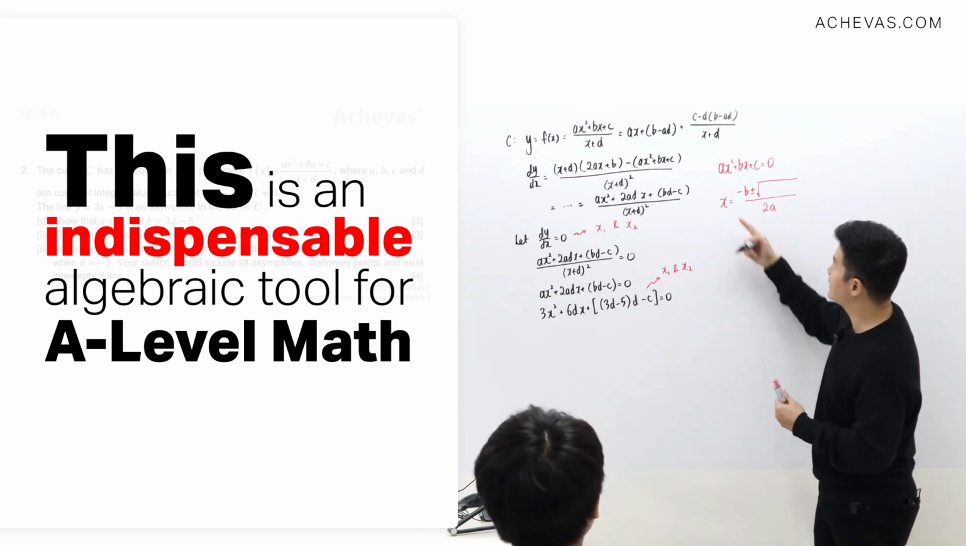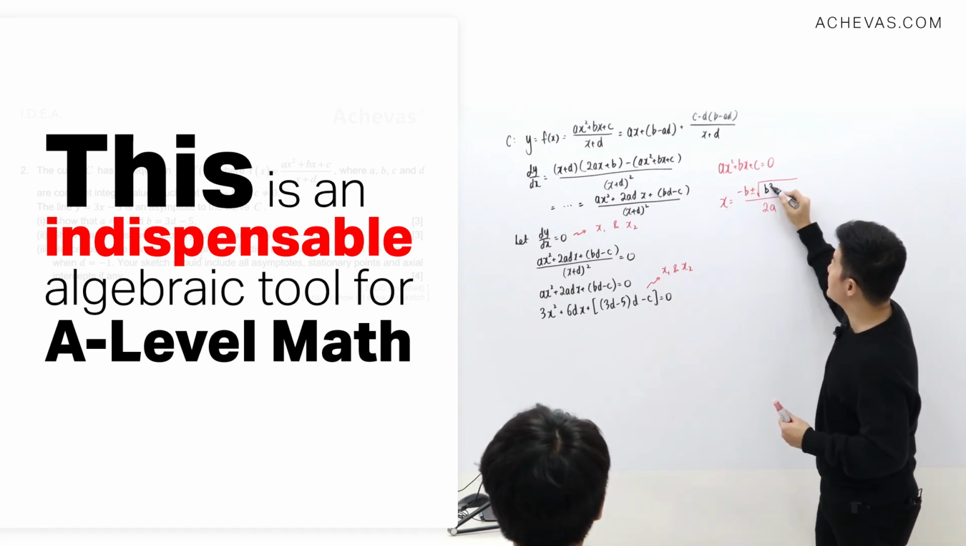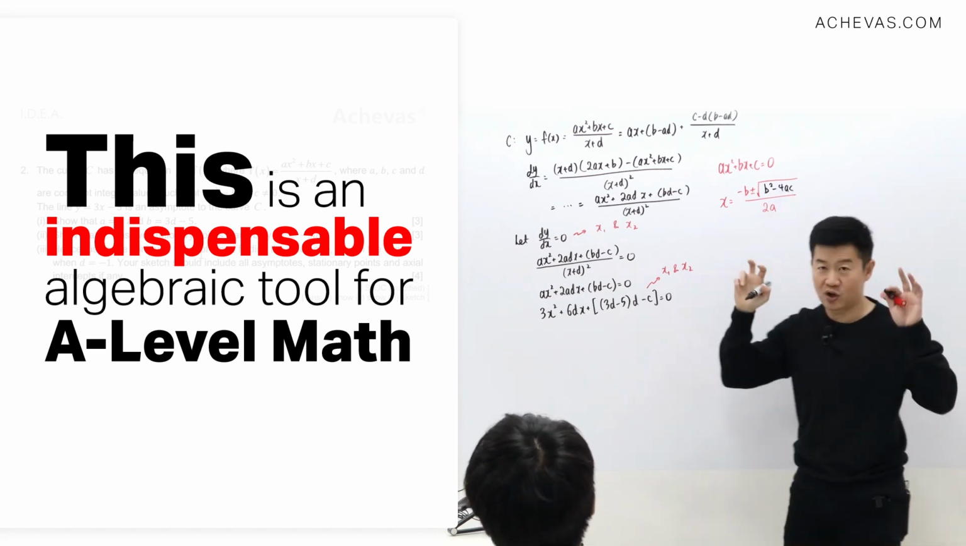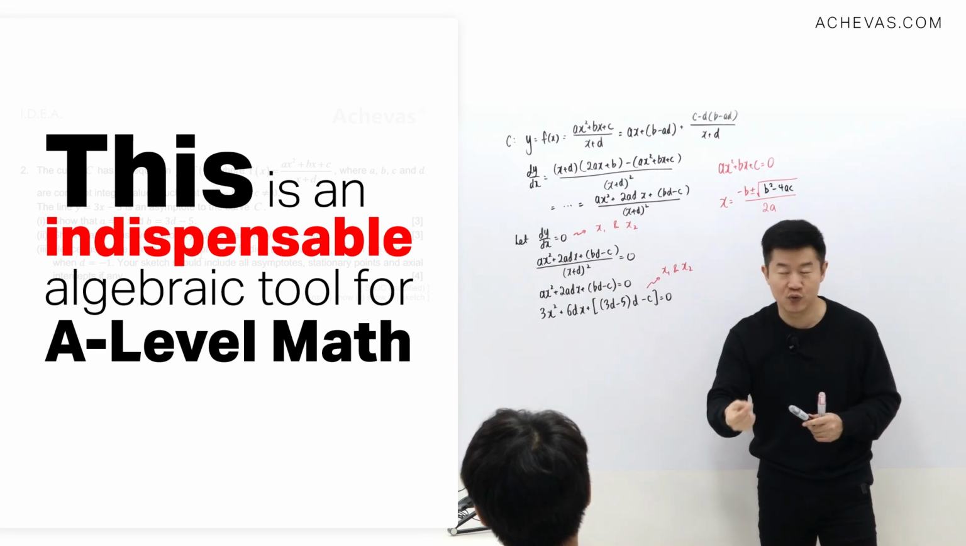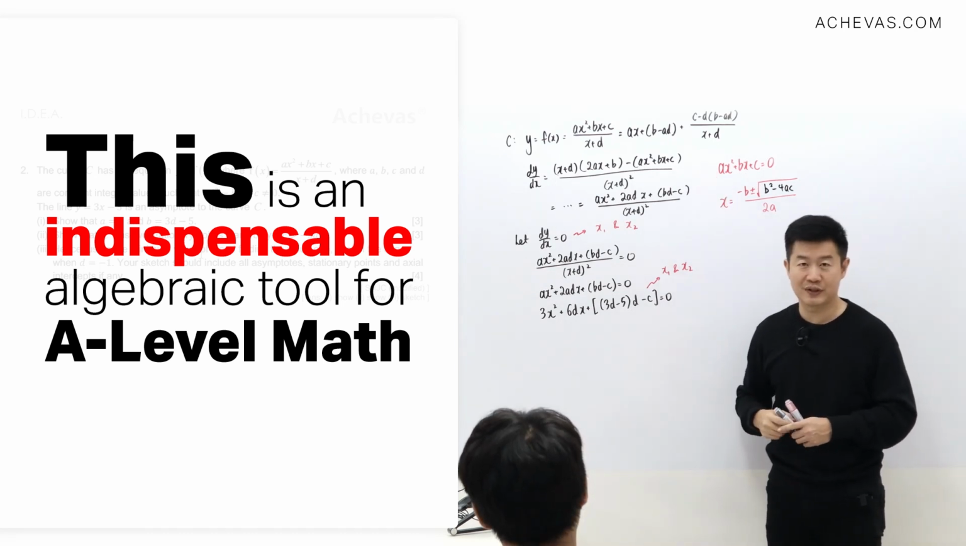Someone analyzed the roots of this and realized that b squared minus 4ac, which is called the discriminant, is the key to understanding what kind of roots a quadratic equation is going to produce. It's the key to it.